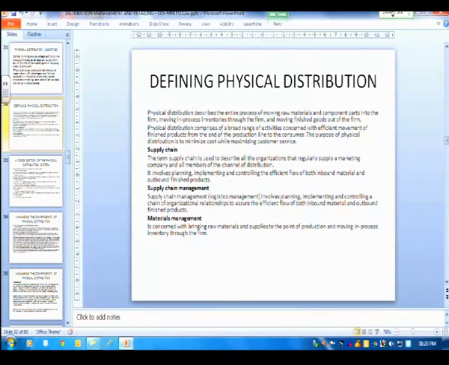Materials management. This is concerned with bringing raw materials and supplies to the point of production and moving in-process inventory through the firm.